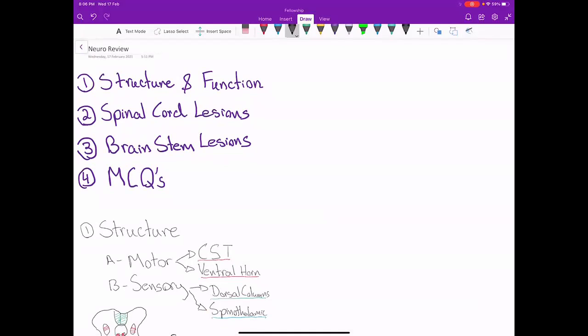The reason for this is, one, to ensure that everyone who is feeling left behind can catch up with us. And two, the best way to understand the lesions is to make sure you understand the structure and function. So before I proceed, I just want to make sure, can everyone hear me and can everyone see my screen?